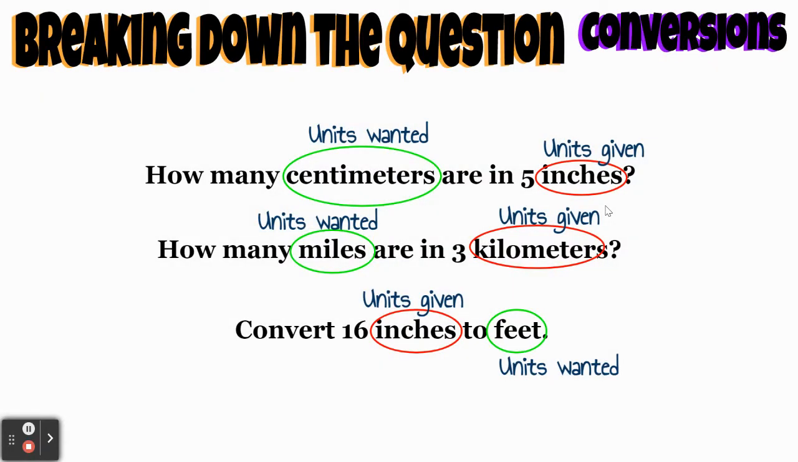It's very important that when we read these questions, how many centimeters, the units that we want, are in 5 inches, the units that were given, right? So we want our answer to be in centimeters, but they gave us inches to start. How many miles, the unit we want at the end, are in 3 kilometers. Kilometers was what was given to us. And then the last one flips that process: convert 16 inches to feet. It gave us the unit at the beginning, and then it told us the unit we wanted to find at the end. So it's going to be very important to take a second to slow down and read the question to determine what it's actually asking for in the end.